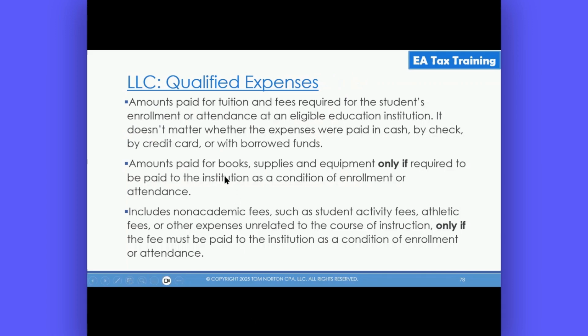Qualified expenses, this is going to be similar to what we saw for the other credit, but not exactly the same. The first part is the same: tuition and fees, no matter how they were paid. The books and supplies is a little bit different. You can only count amounts paid for books, supplies, and equipment if they were required to be paid to the institution as a condition of enrollment or attendance. So you had to have paid those amounts actually to the college or the technical school or whatever that you're going to, and those were required to be purchased in order to take the classes. And then you've got those non-academic fees again, and that is the same as with the AOC.